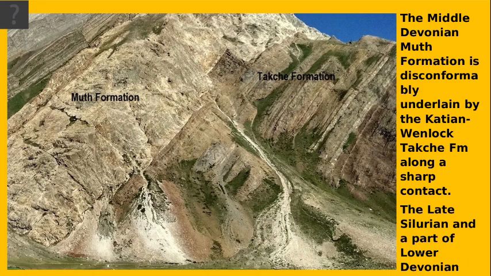At Muth there is the Muth quartzite, the Muth formation, and then you move ahead towards Farakha Muth, they call it. So you find the Muth formation, which has a sharp contact with the Takche formation. Takche formation, as I said, is the late Ordovician to lower Silurian, and Muth is lower Devonian. There is a big break.